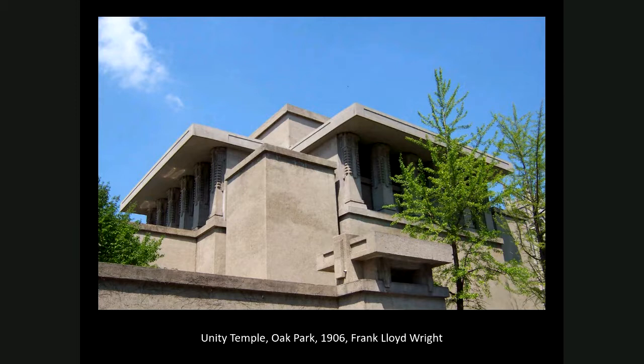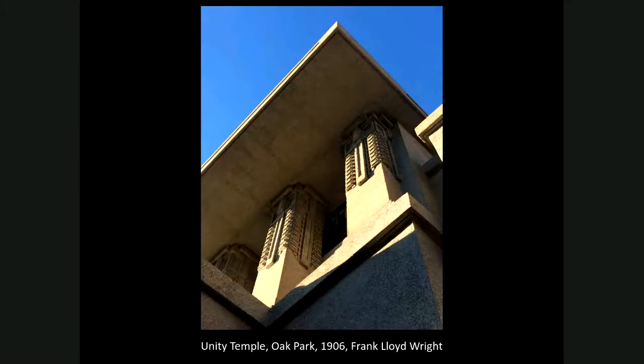But these deep overhanging cantilevered eaves, those are evocative of the Prairie School, even though this isn't a Prairie School house, some of those same characteristics do show up here at Unity Temple. And of course, the famous columns with the very geometric patterns and designs on them, see there.